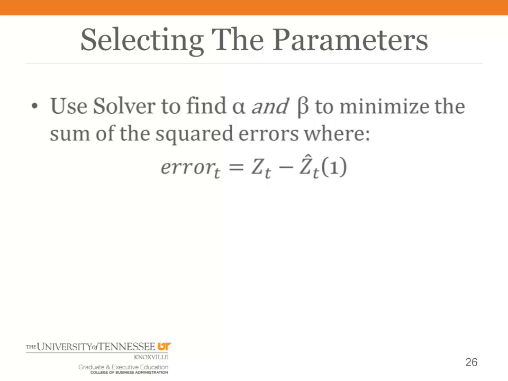The model has 2 parameters, alpha and beta, and like before, we want to minimize the sum of the squared errors, and we will compute the squared errors in a column, and add them up, and that will be our objective. Solver would use the 2 values, alpha and beta, as the decision variables.